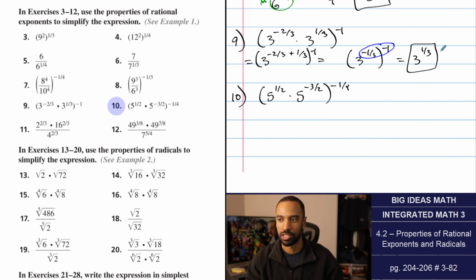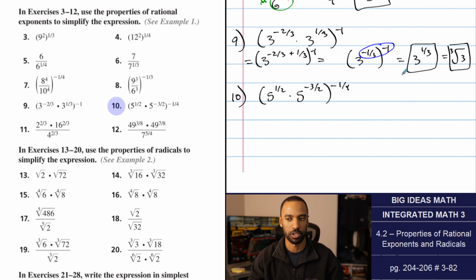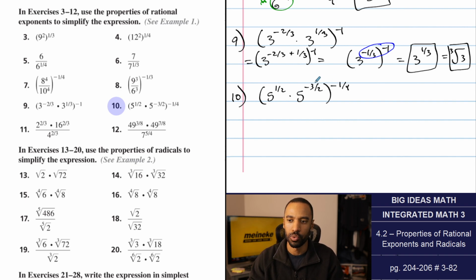Now, you also see me in some cases, right? All right, this is the cube root of 3. I personally like to see numbers with their radical versions, but it looks like the book's all good with these other answers.